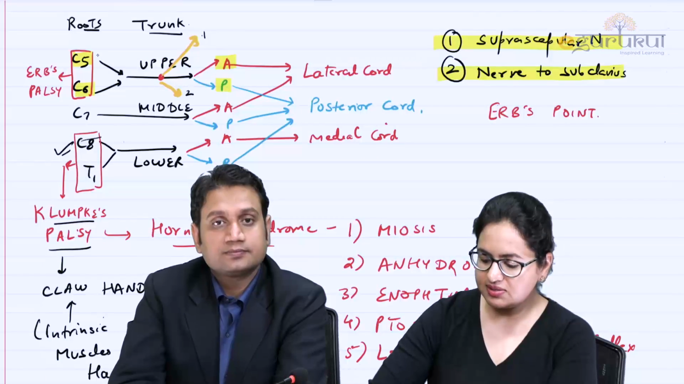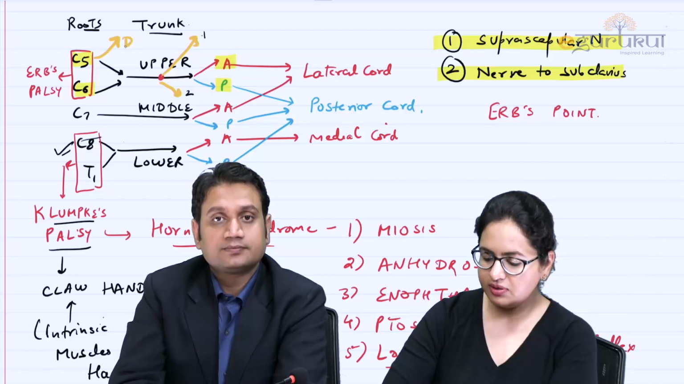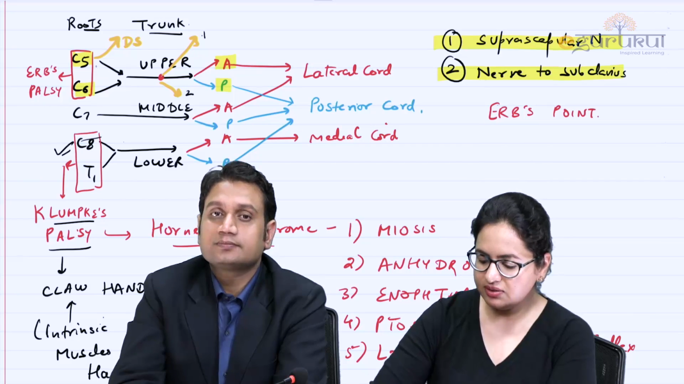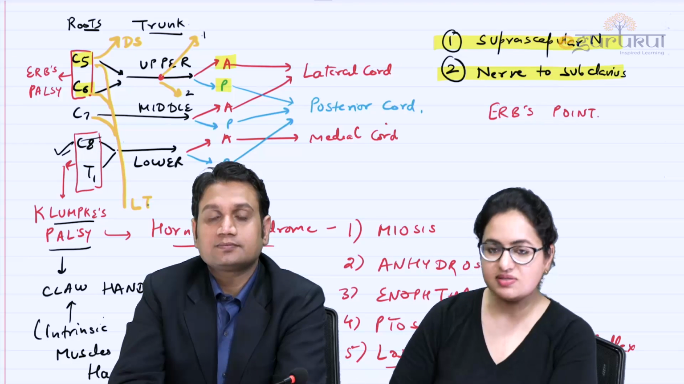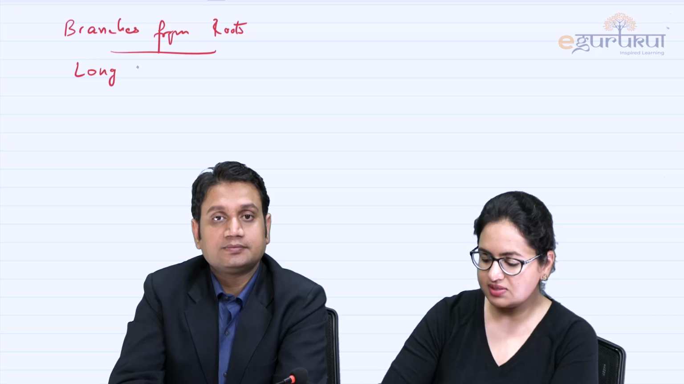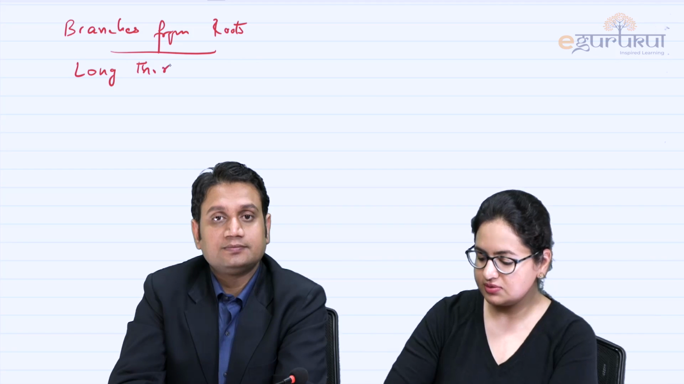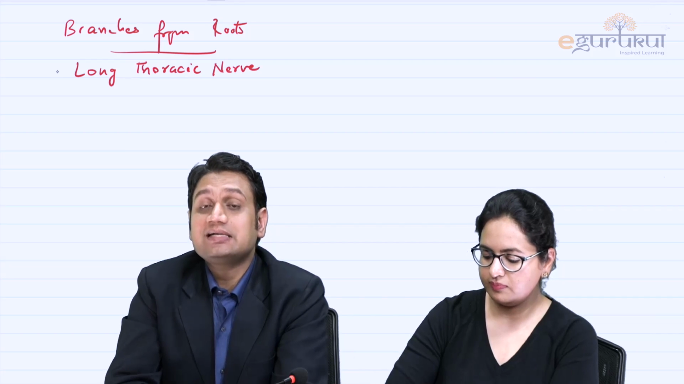one of the branches arises directly from C5. This is the dorsal scapular nerve. I am writing DS for this. Another arises from C5, C6 and C7. This is the long thoracic nerve. Now over here, this long thoracic nerve is clinically significant to us. So the long thoracic nerve, as the ma'am said, is arising from which roots? The C5, C6 and C7.